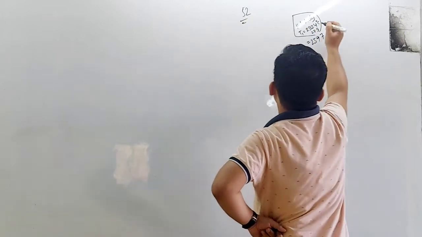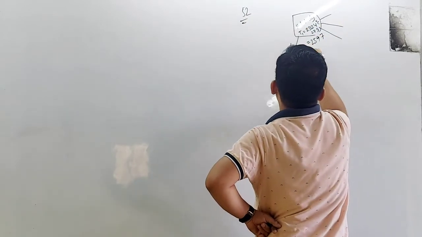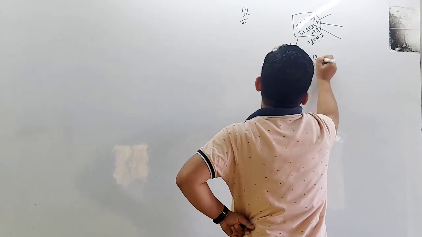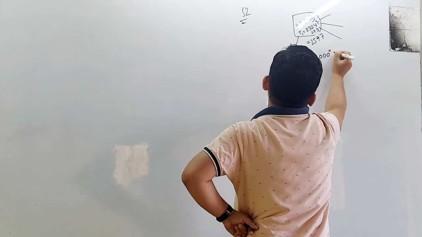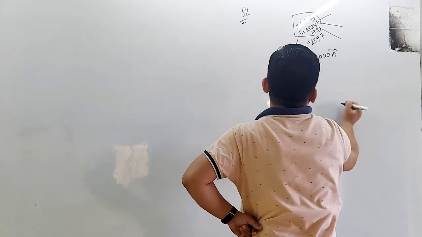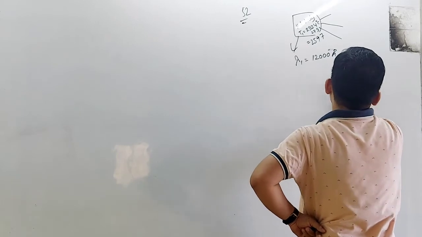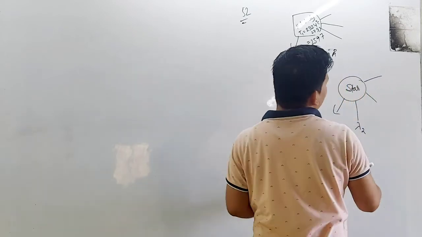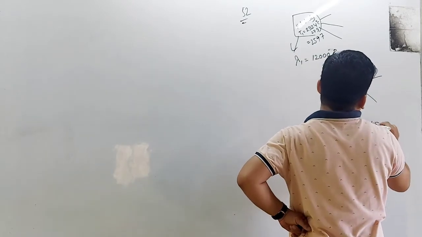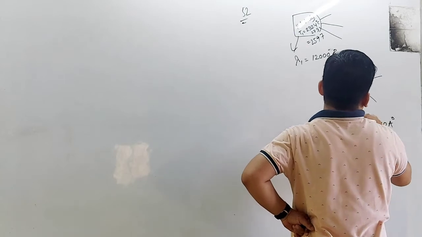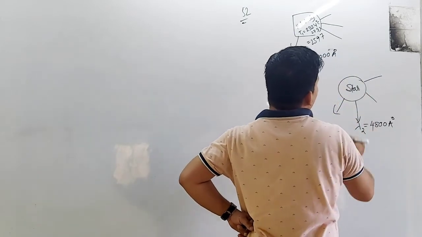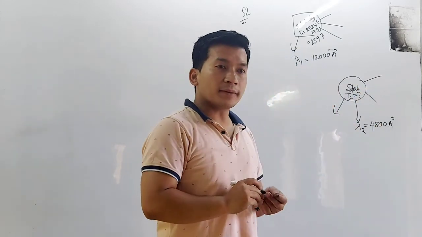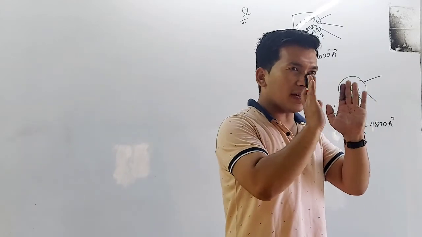Therefore, the star produces its maximum, the majority of the wavelength, equal to lambda 1, which is 12,000 angstrom. Now the second star produces its majority of the wavelength, lambda 2, at 4800 angstrom. Now tell me, what must be the temperature of the star?